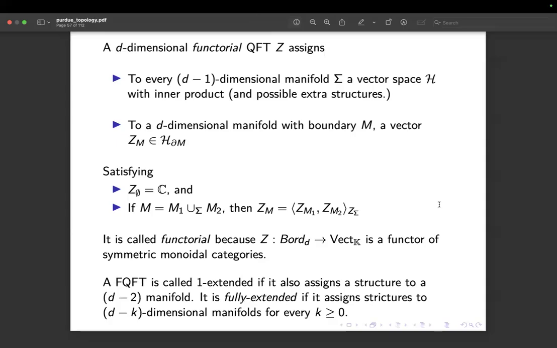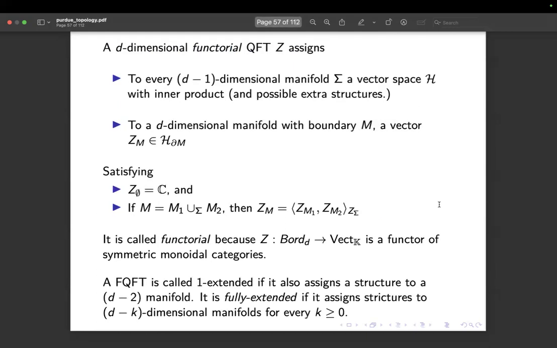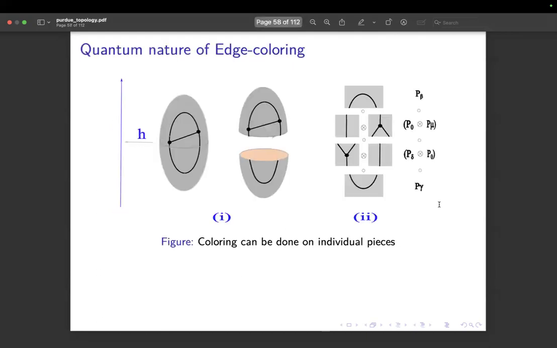And just a few definitions: a functorial quantum field theory is called once extended if it also assigns a structure to d-2 manifolds. And it is fully extended if it assigns a structure to d-k dimensional manifolds for every k greater than or equal to 0. Okay, so from here, let's now talk about graph coloring.